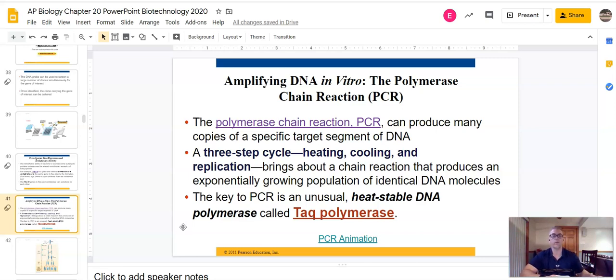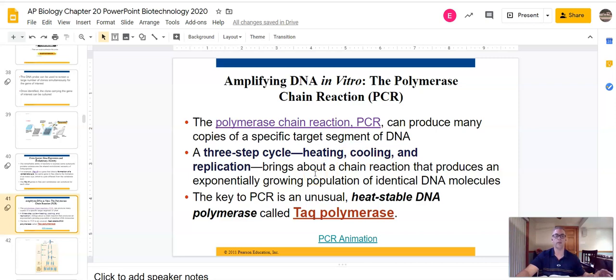Okay, so we'll take you through the basic PCR protocol. What we're going to find is there's three main steps to this, and it's a cycling. So you're going to have a heating section, and you're going to have a cooling section, and then you're going to have a time where it's going to be able to replicate.